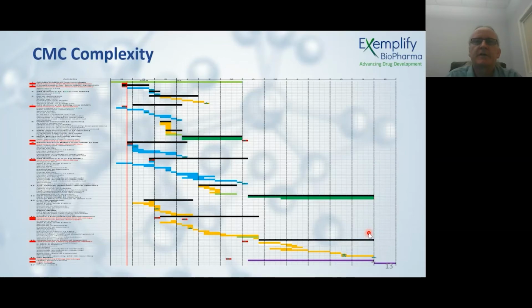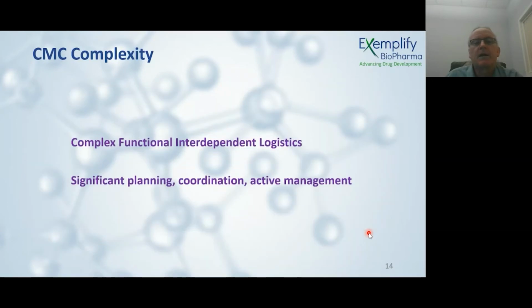After you've gone into the clinic, the project becomes much easier to manage because now it's about supply and resupply. But here, lots of things are on the critical path. So it can be quite complex. And as I said earlier, a lot of those logistics are interdependent. So the real key to success from a CMC point of view is actually planning. So you need a lot of planning, a lot of coordination.